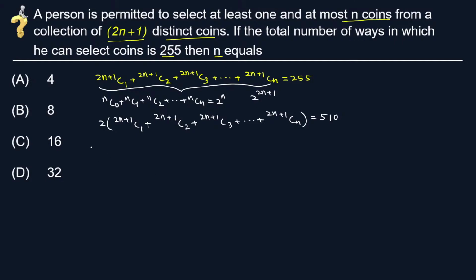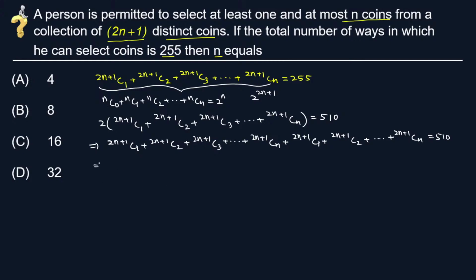Now, look very carefully. Let me write this thing. 2n plus 1 C1, 2n plus 1 C2, 2n plus 1 C3, this thing goes on till 2n plus 1 Cn. Then we are having the same thing repeated because I have multiplied the equation with 2. So again you are going to have 2n plus 1 C1, 2n plus 1 C2, this thing goes on till 2n plus 1 Cn.